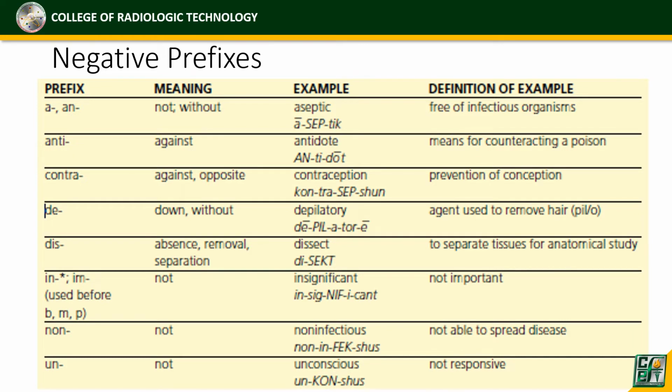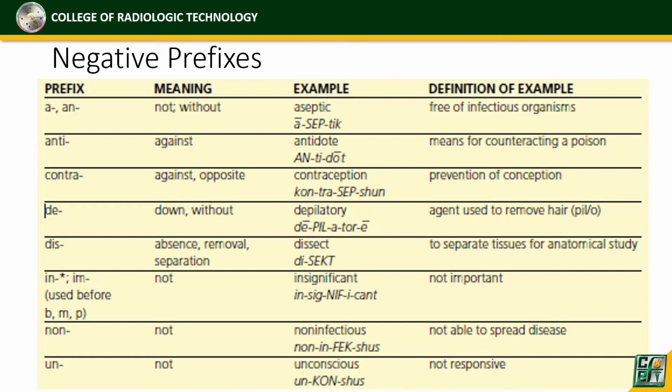Contra, meaning against or opposite. We have contraception, prevention of conception. Contra means against or opposite. Next we have de, which means down or without.